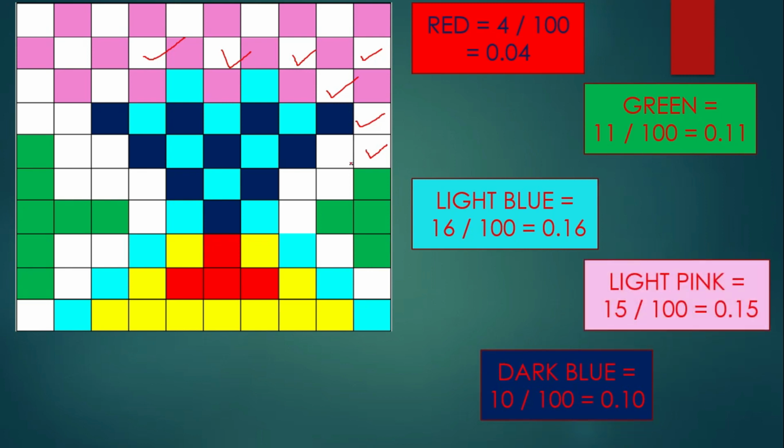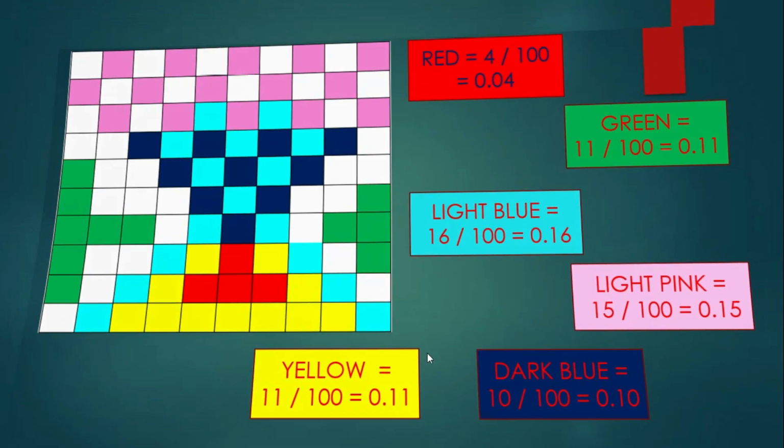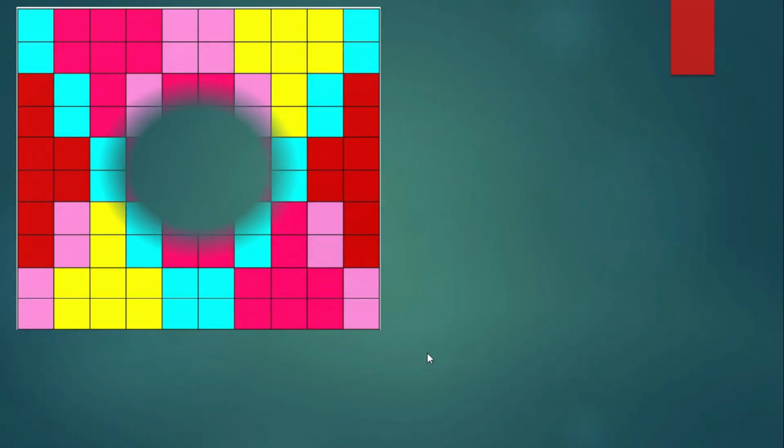So now you can see I have used 6 colors in this grid. Red is colored in only 1, 2, 3 and 4 squares. So 4 upon 100 is the fraction representation and 0.04 is written in decimals. Similarly for green, light blue, light pink, dark blue and yellow, you can write down both the decimal and the fraction representation. Now moving on to the next slide.